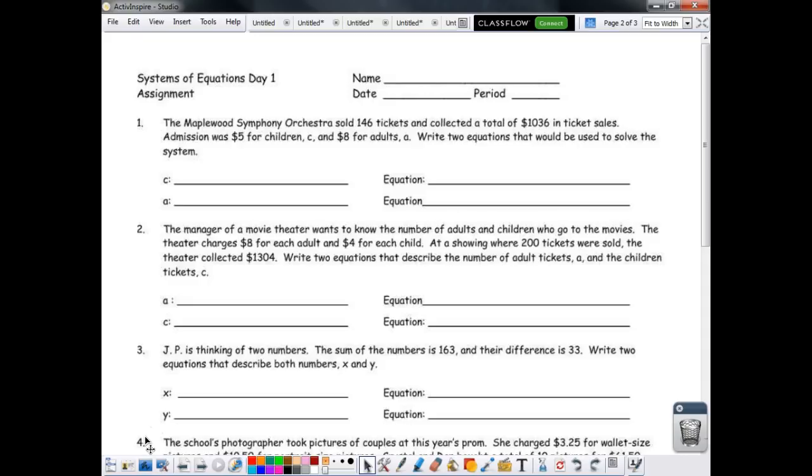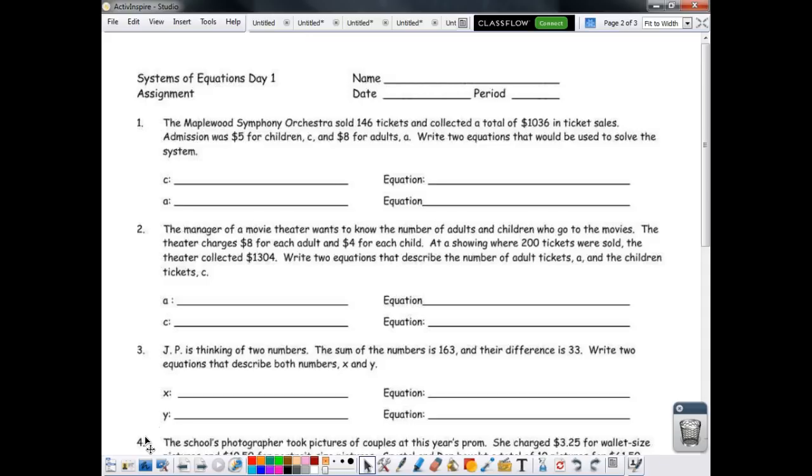Okay, so let's look at this first one. The Maplewood Symphony Orchestra sold 146 tickets and collected a total of $1,036 in ticket sales. Admission was $5 for children, C, and $8 for adults, A. Write two equations that would be used to solve this system. Okay, so you have two variables, C and A.